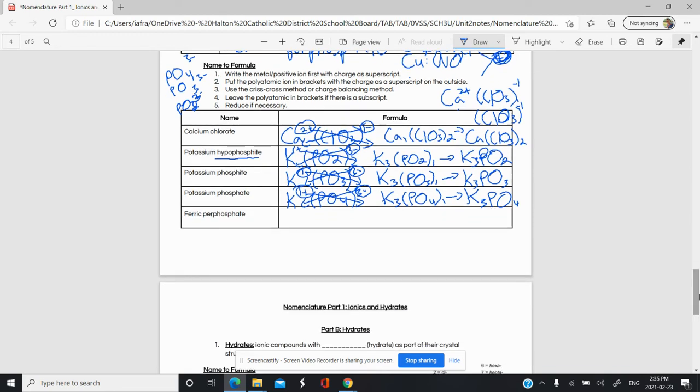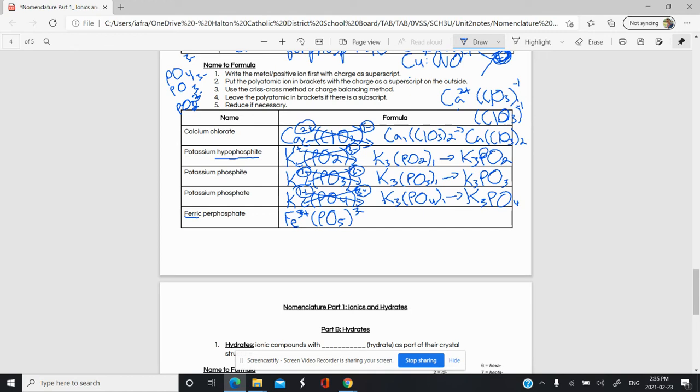Let's try our next one here. Let's do ferric perphosphate. So here we have a classical name, ferric, and what we know is that that's the iron 3+ charge, because ferric is the highest charge of iron. There's either +2 or +3. +3 is the highest. Ic means highest. Perphosphate. So phosphate's PO4, so perphosphate is PO5, and the charge, of course, remains the same as a regular phosphate, 3 minus.